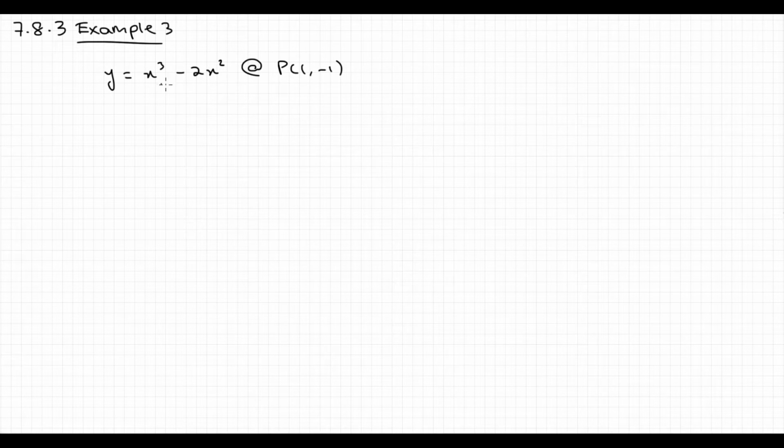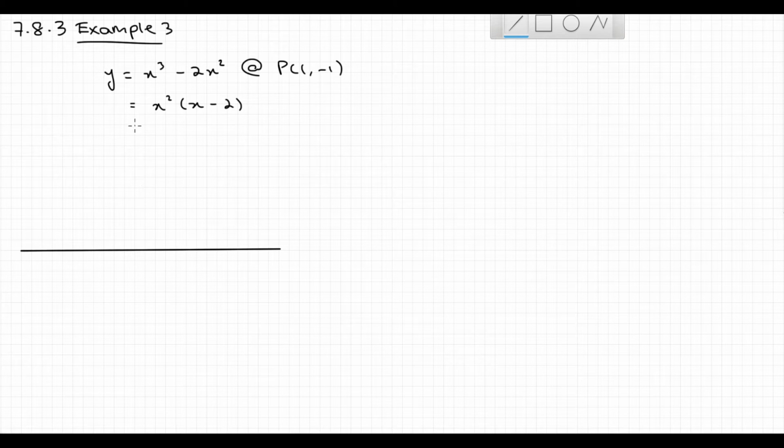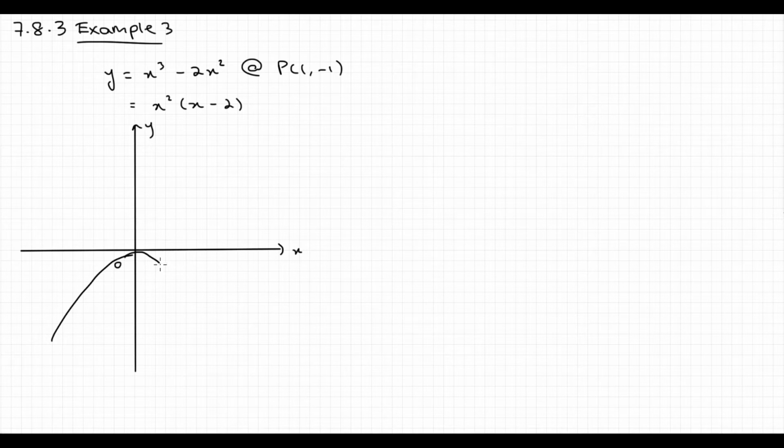So just taking a look, if I've got the cubic x cubed minus 2x squared, I know that we can factorize the x squared out, times x minus 2. And I'm doing this because I just want to have a rough idea about what this graph actually looks like and what it actually means when we want to find the tangent and the normal. So the graph of this cubic, y equals x squared times x minus 2, is going to look roughly like this, let's say.